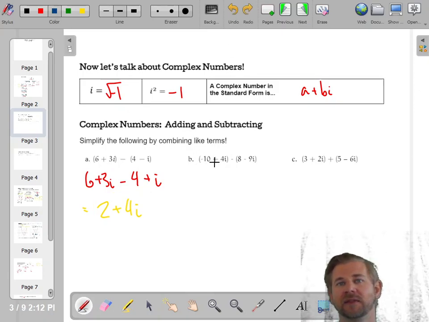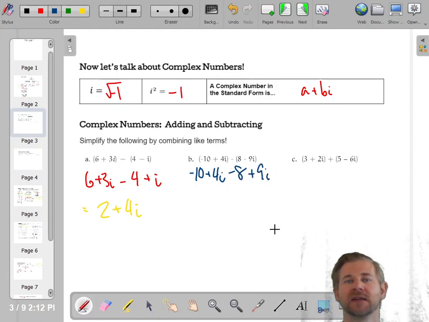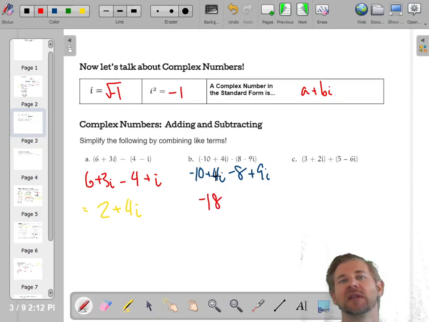Same thing here. These parentheses don't mean anything. They have a 1 on the outside. So -10 plus 4i. But these do. You have to distribute the negative. So -8 and plus 9i. Add up the real component, -10 and -8 make -18. And the imaginary component, 9 plus 4 make 13i.